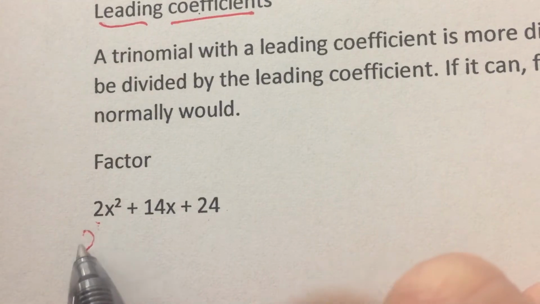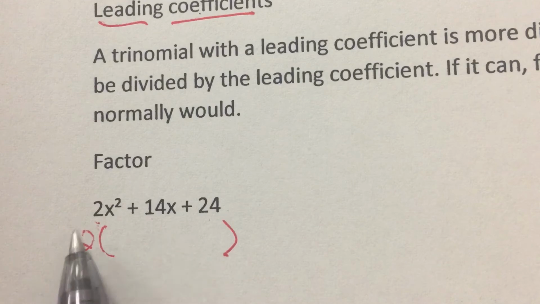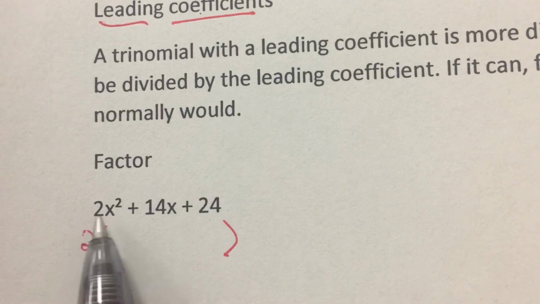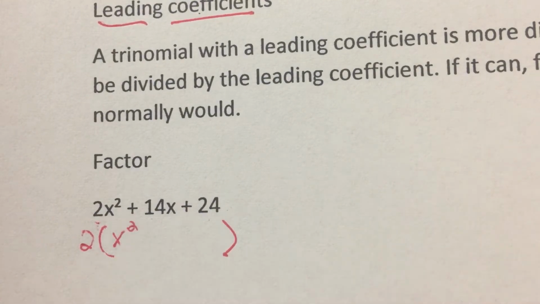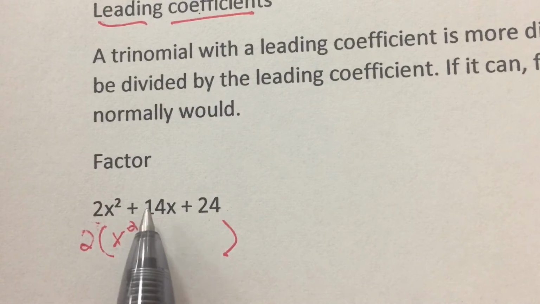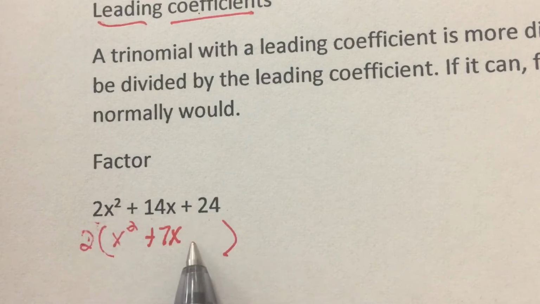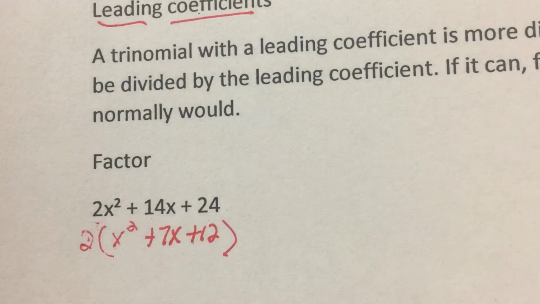If that's the case, we're going to write down the 2, and then we're going to open up a large parentheses behind it. For this to be a legal move, we have to be able to put a trinomial in here so that if 2 were to go back through the distributive property, it would end right back up with this guy. So what would 2 have to multiply to become 2x squared? Well, we'd need an x squared right here. What would 2 have to multiply to become 14x? A 7x. And what would 2 have to multiply to go back to positive 24? You would need a positive 12.